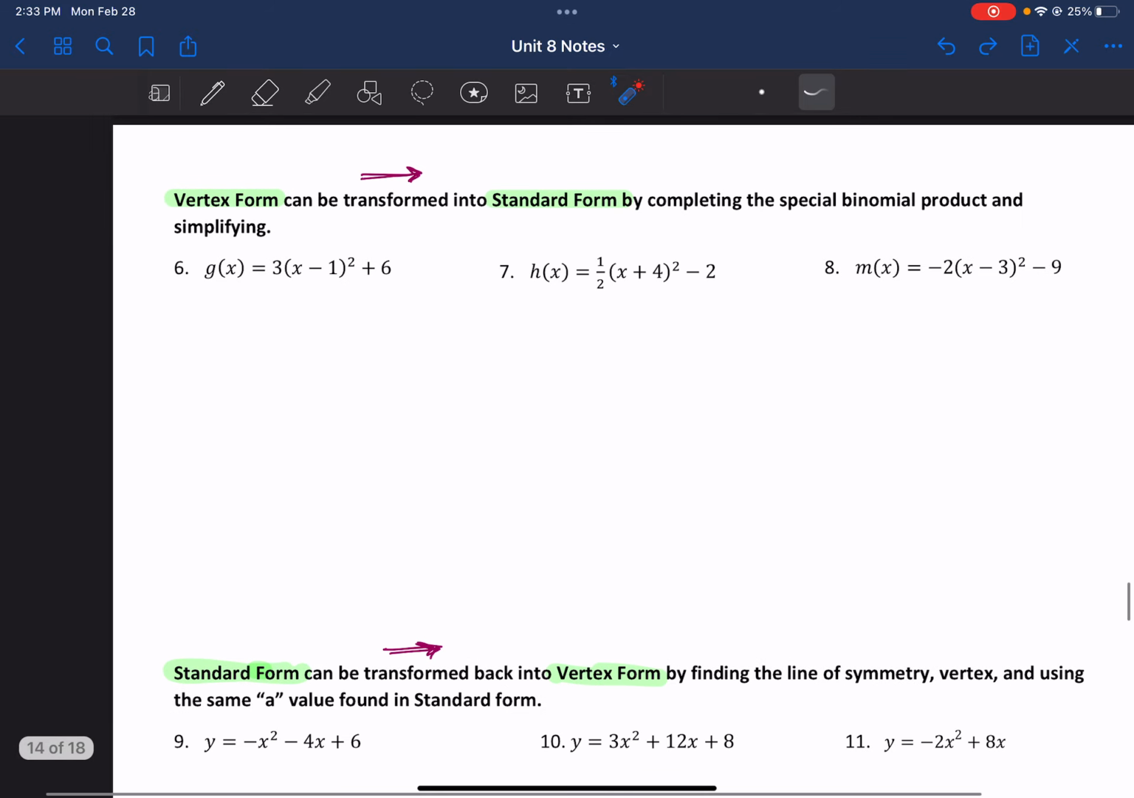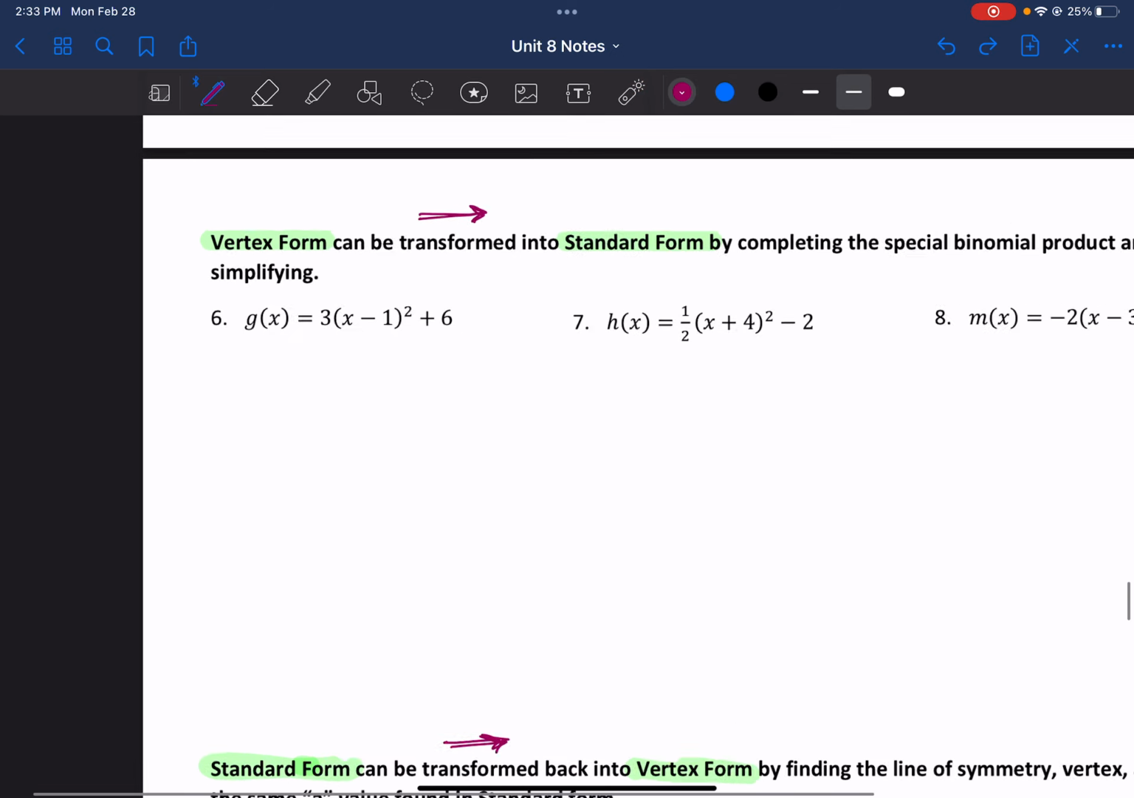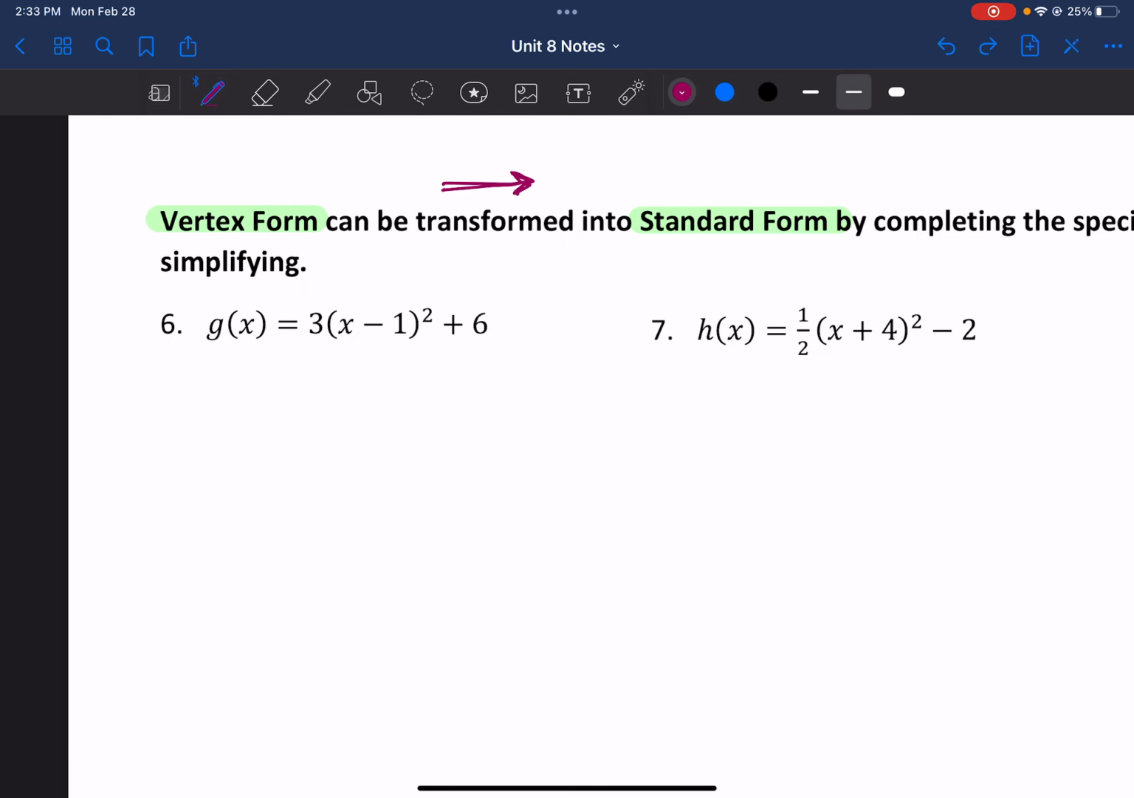So jump down here. Here we're going from vertex form to standard form. Let's go ahead and do that. So remember, step 1 is we need to multiply this part out right here, because x minus 1 squared is the same thing as x minus 1 times x minus 1. So what I actually have is 3 times x minus 1 times x minus 1 plus 6. That's what I actually have.